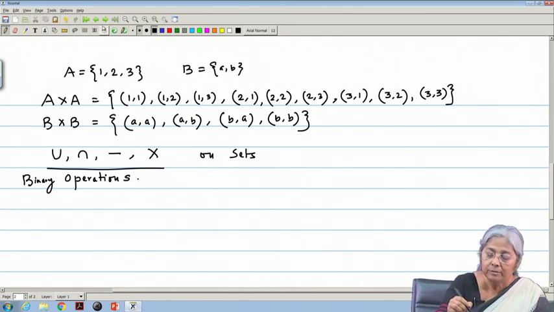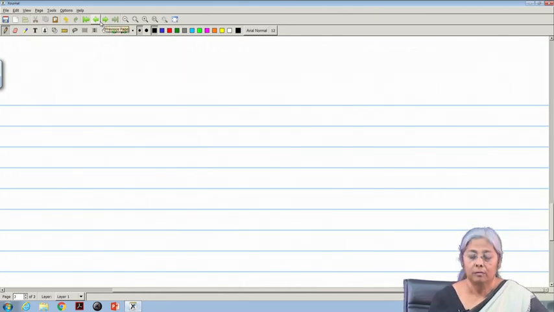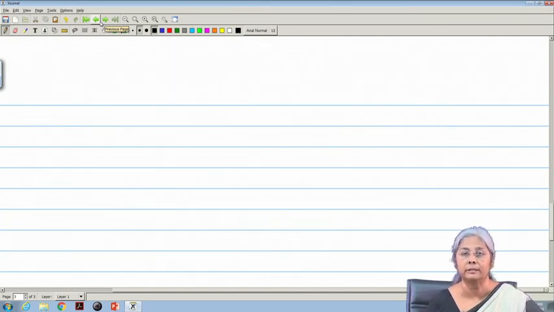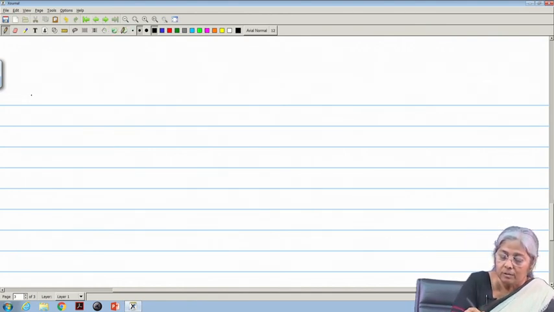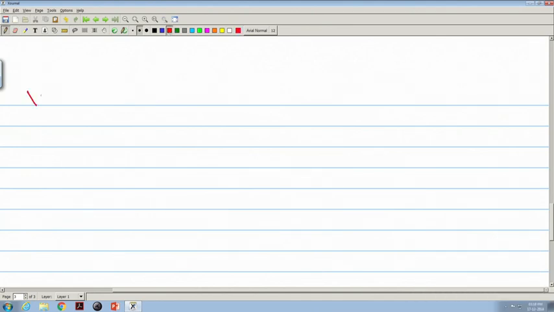Now, we read another very important thing, a different type of representation or pictorial view of sets, which we can see as a tool very much used to do some operations on sets. It is called the Venn diagram. We use the Venn diagram.